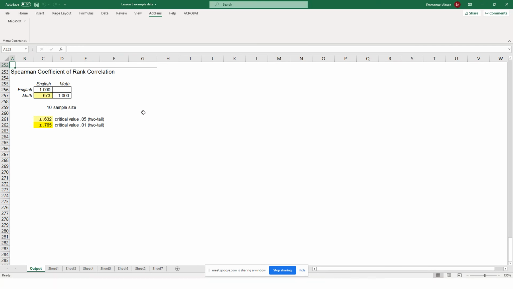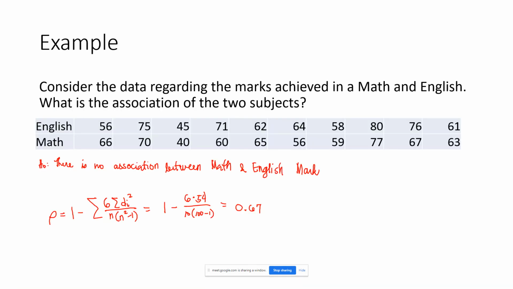If you can still remember, our null hypothesis states that there is no association between the math and English marks. In other words, since we reject the null, there is an association between the English and the mathematics marks or mathematics exam. So that's how we are going to have the Spearman rho correlation.